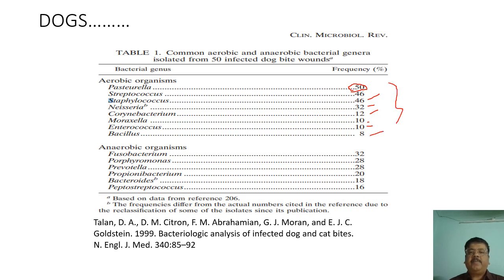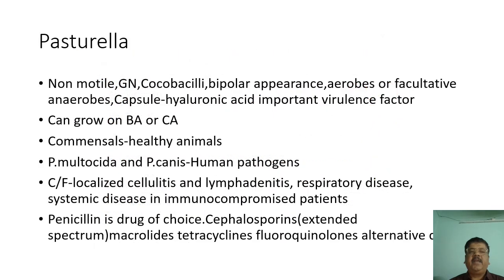And if you go to the anaerobic organisms: Fusobacterium, Porphyromonas, Prevotella, Propionibacterium, Bacteroides, Peptostreptococcus. So these are the organisms which are causing the anaerobic infections in dog bite infections. So this is the reference of this study. In the end, I have given it, so students are advised to refer to those things which are given in detail.